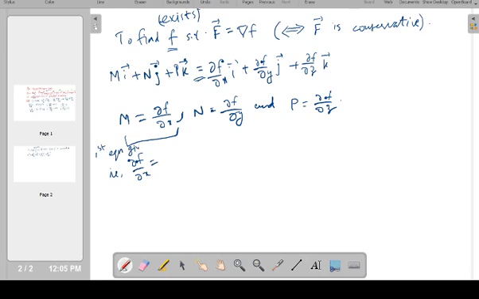The first equation gives dou f by dou x is equal to, what is your M? It is e to the power x cos y plus yz. So you want a function small f such that its partial derivative with respect to x is precisely e to the power x cos y plus yz. So what is that small f? Therefore small f equal to, f is a function of x, y and z.